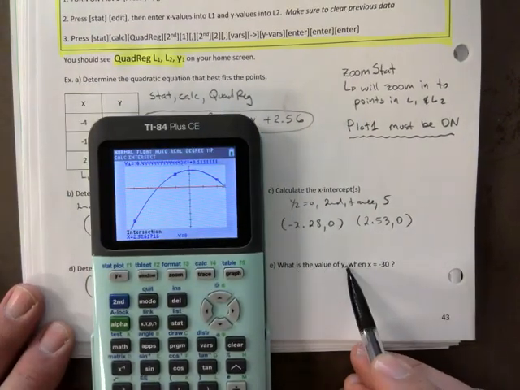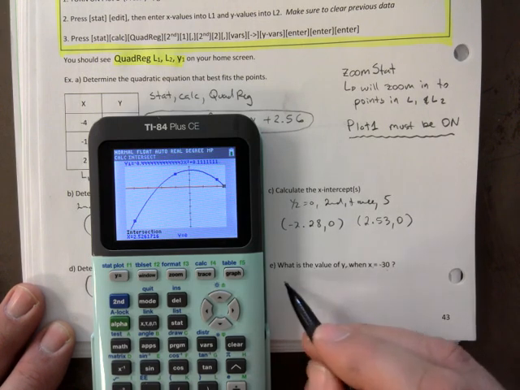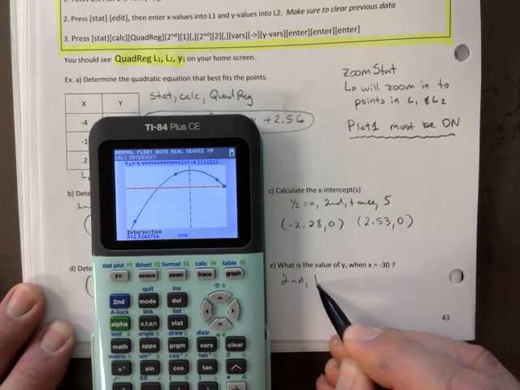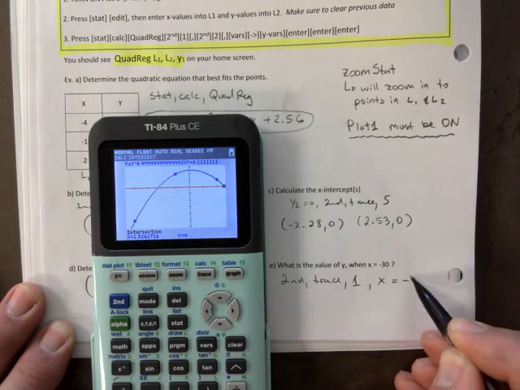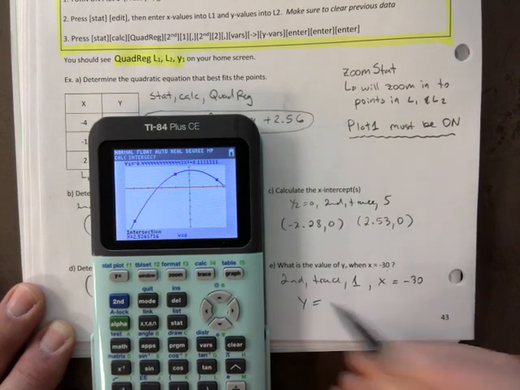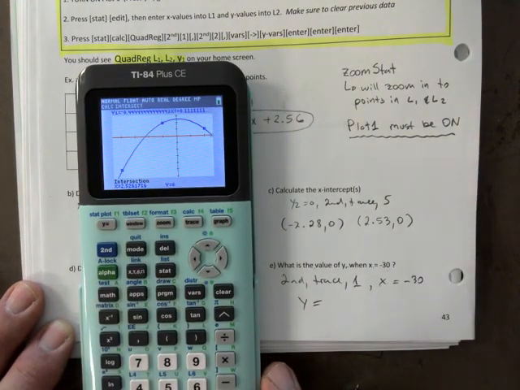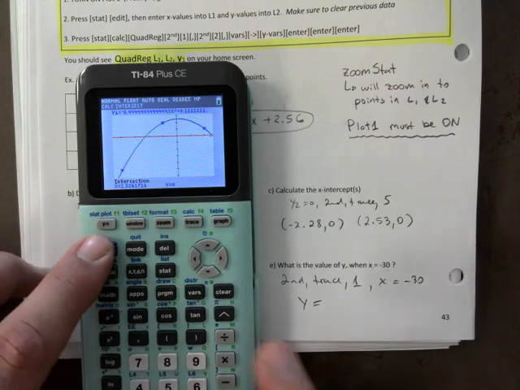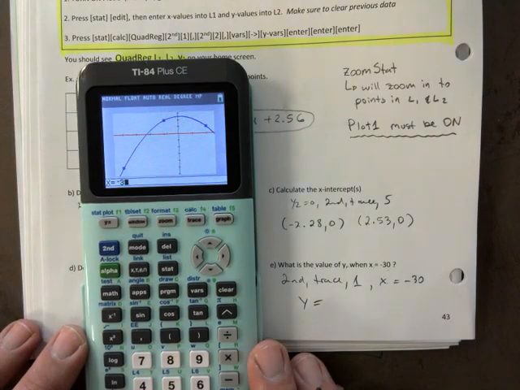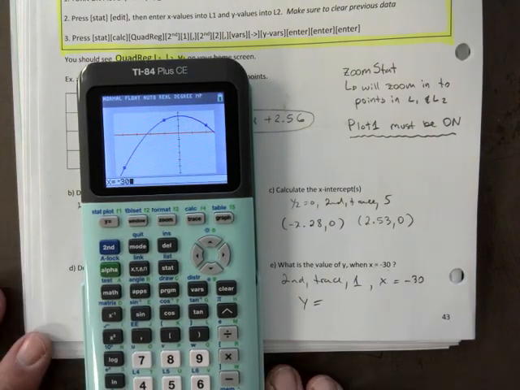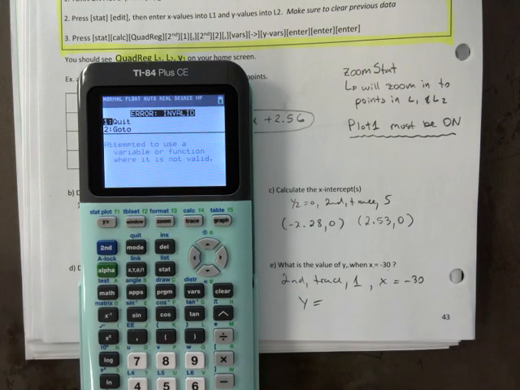What is the y value when x is equal to negative 30? So basically, second trace 1, right? X is equal to negative 30. We will find out what the y value is. Can I do it as is? Will it work as is? Second trace 1, I'm going to go negative 30. Let's see.